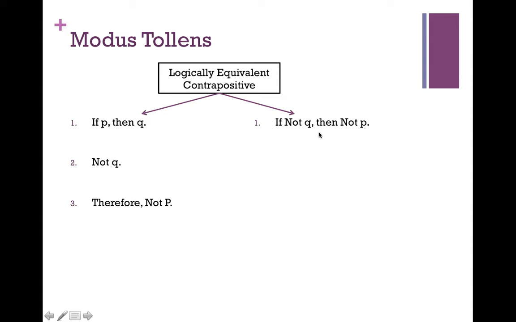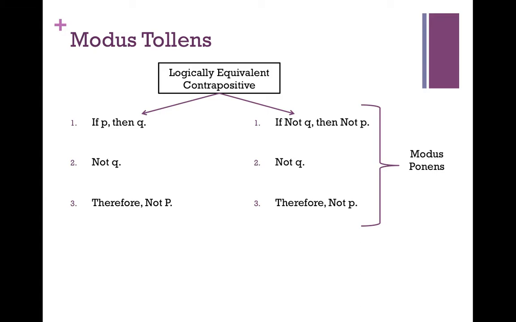Now, once we have that contrapositive, because they're logically equivalent, we can just reason by affirming. We could say, not Q, therefore not P. And notice right here, what we're doing is actually no longer modus tollens. This is actually a form of modus ponens. Why do I say that? Well, look at what the antecedent is. The antecedent now is not Q, and the consequent is not P. Whereas over here, the antecedent is just P, and the antecedent is just Q.